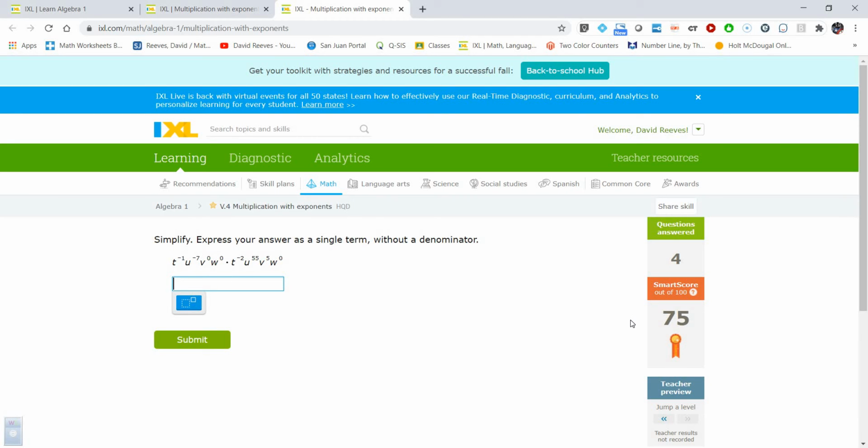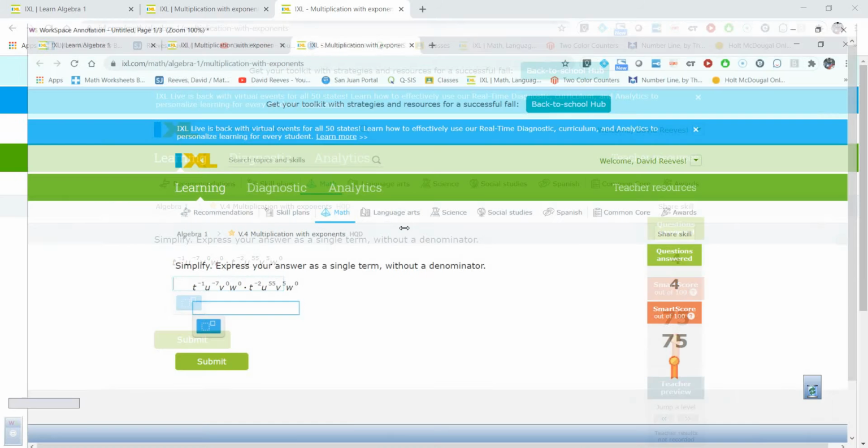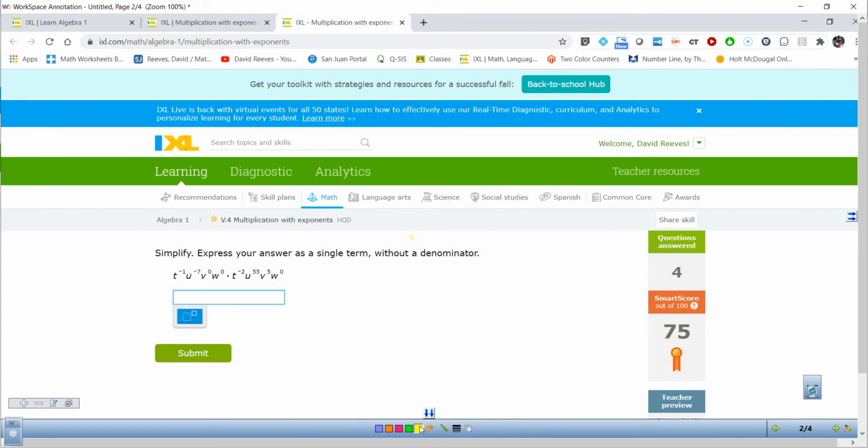All right, let's try jumping up to the next level. Woo-wee! Now we are talking. This is some scary looking algebra, isn't it? All right, so I'm going to pause here, and we're going to get out our highlighter and do some coloring. What do we have right here? We have a t to the -1. And way over here, we have a t to the -2, right? Right here, we have a u to the -7. Over here, we have a u to the 55. Right here, I've got a v to the 0, and I've got a v to the 5. And finally, with my pretty purple, I've got a w to the 0, and a w to the 0.